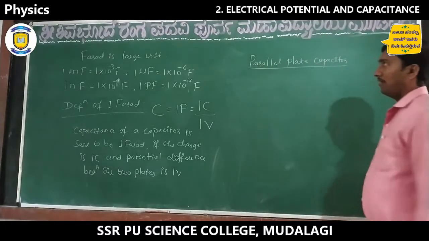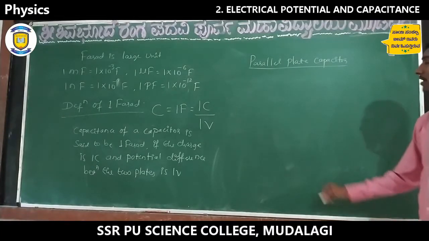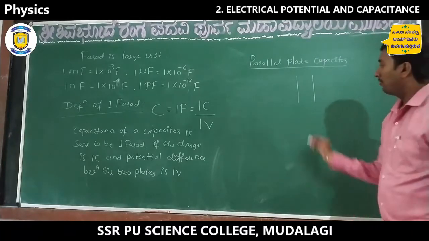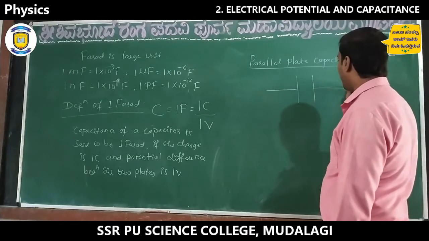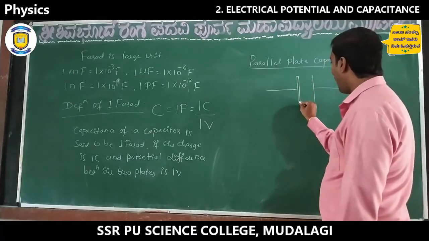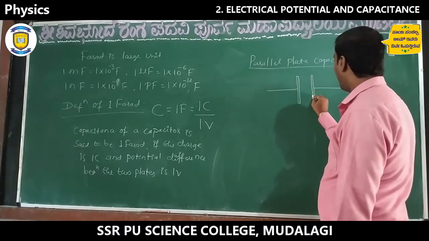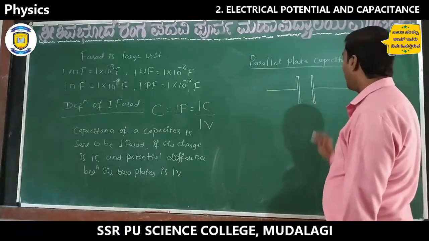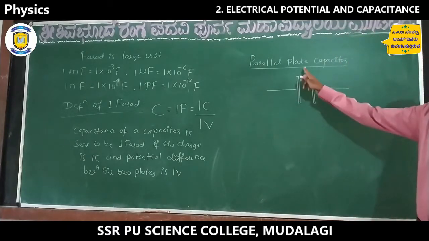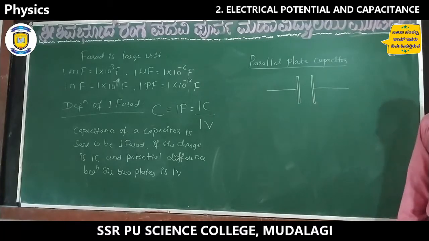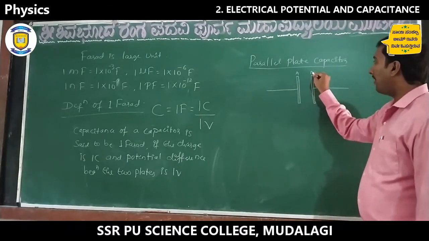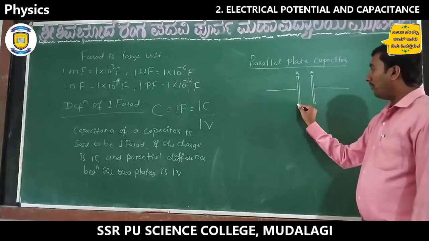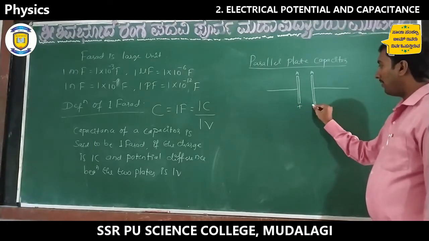Parallel plate capacitor. What do you mean by parallel plate capacitor? You know that parallel means two lines are parallel. So this is nothing but the parallel plate capacitor. Two metal plates are parallel to each other. That is called a parallel plate capacitor. The areas of both the plates are the same, and one of the plates is positive, one of the plates is negative.